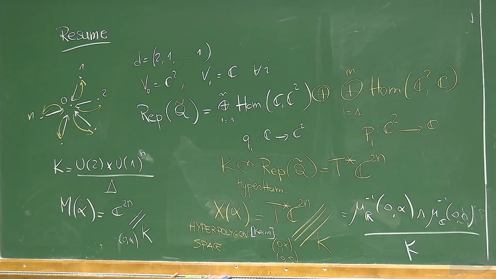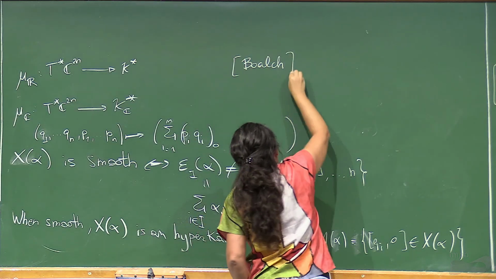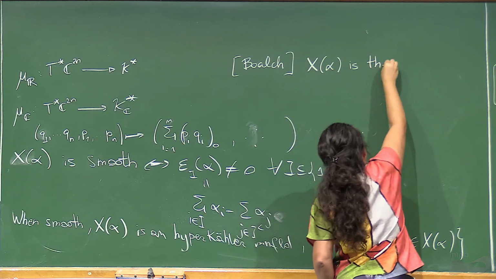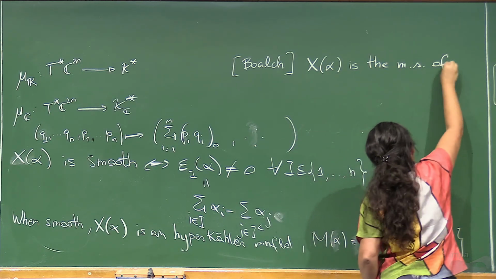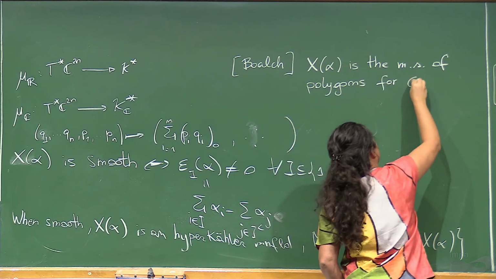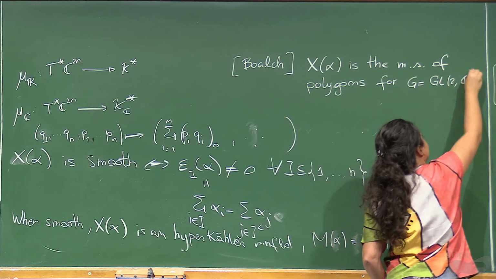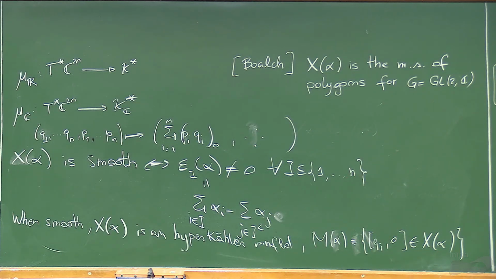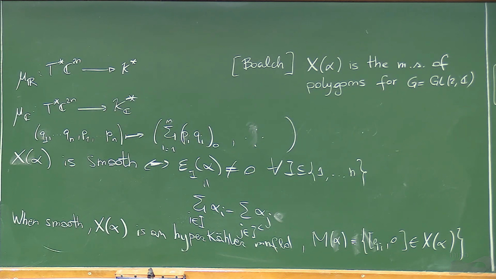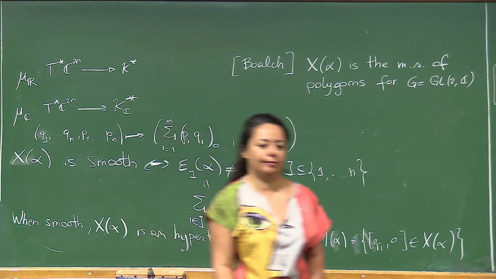And Philip Boalch noticed that, in fact, you can recover X alpha as a moduli space itself. It's the moduli space of polygons for G equal to GL2(C). So in a way, they are polygons as well. You can take a product of coadjoint orbits for the group and perform the symplectic reduction, and you obtain the holomorphic symplectic structure on X alpha. So they are polygons too.